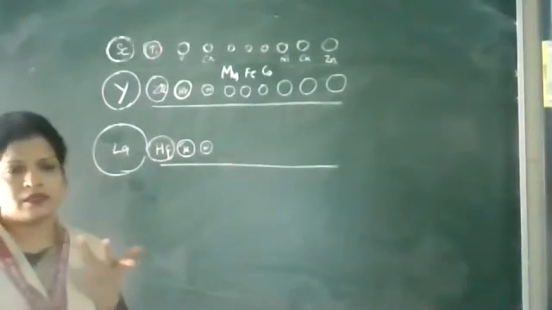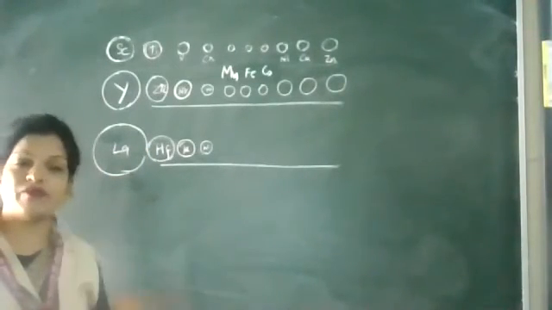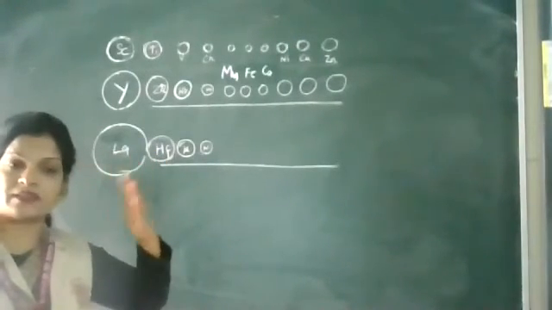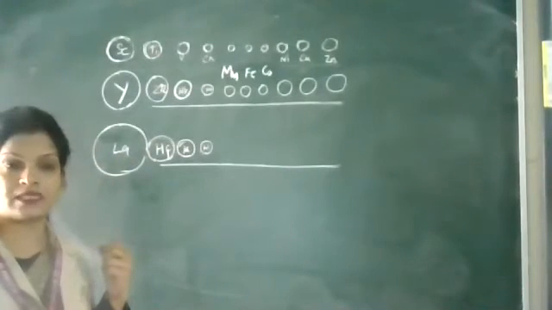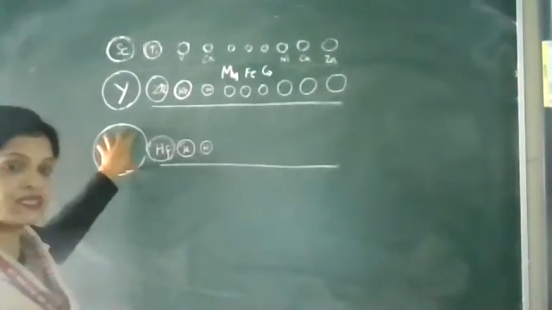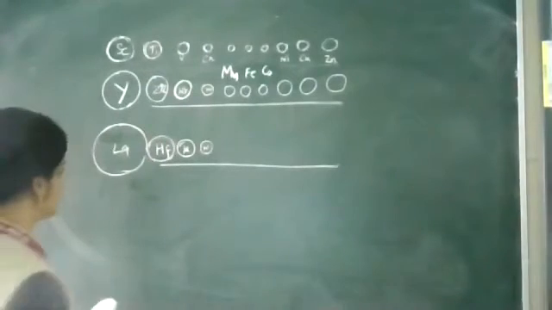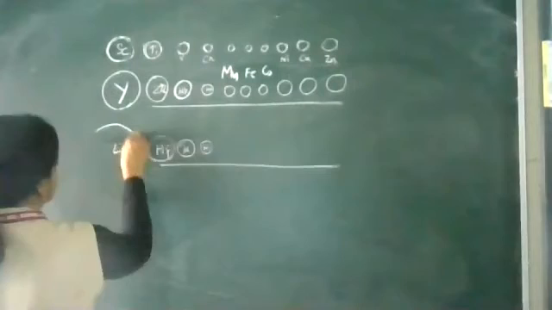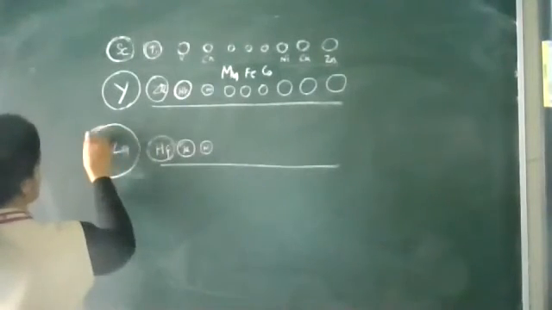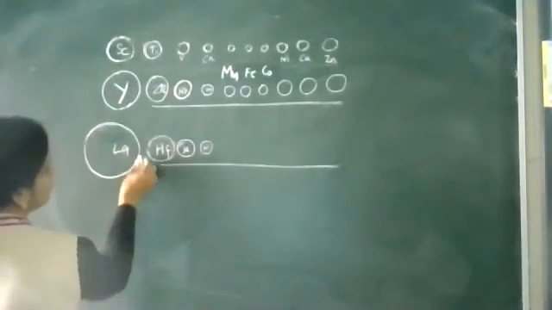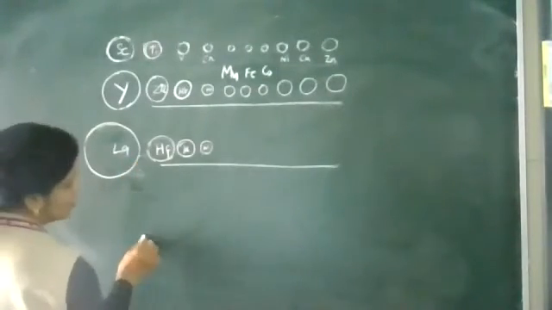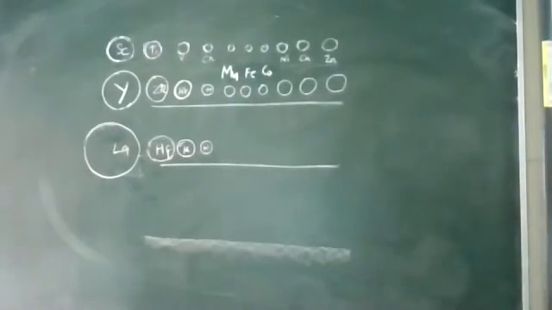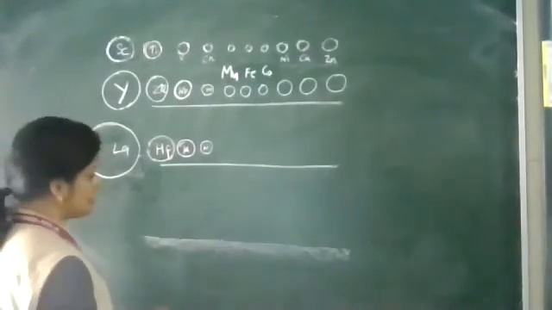The shielding effect of f orbitals is very, very poor. That means the outermost electrons are very well attracted towards the nucleus. So there is a contraction inside. If I write these 14 elements here, or we write these 14 elements separately in the periodic table.